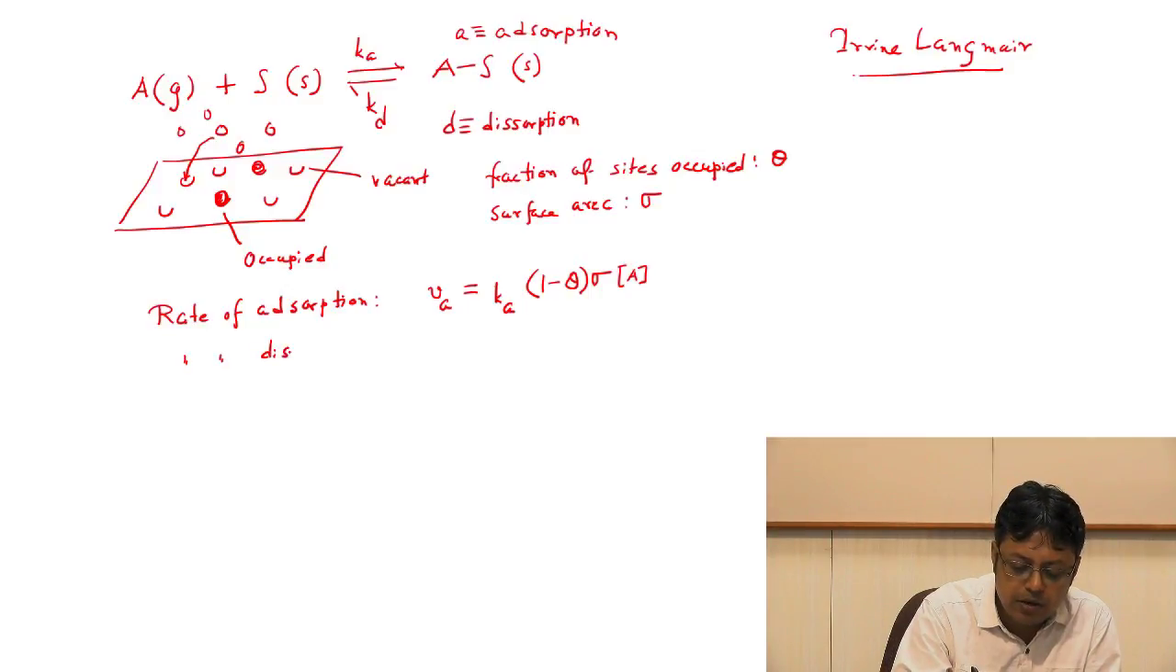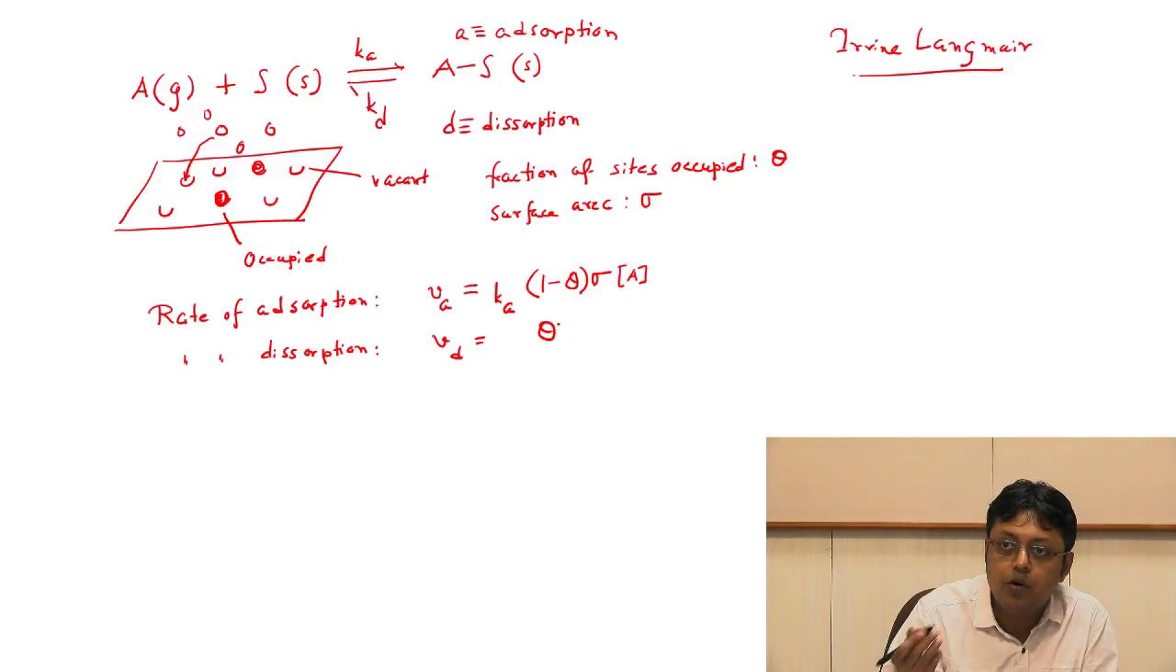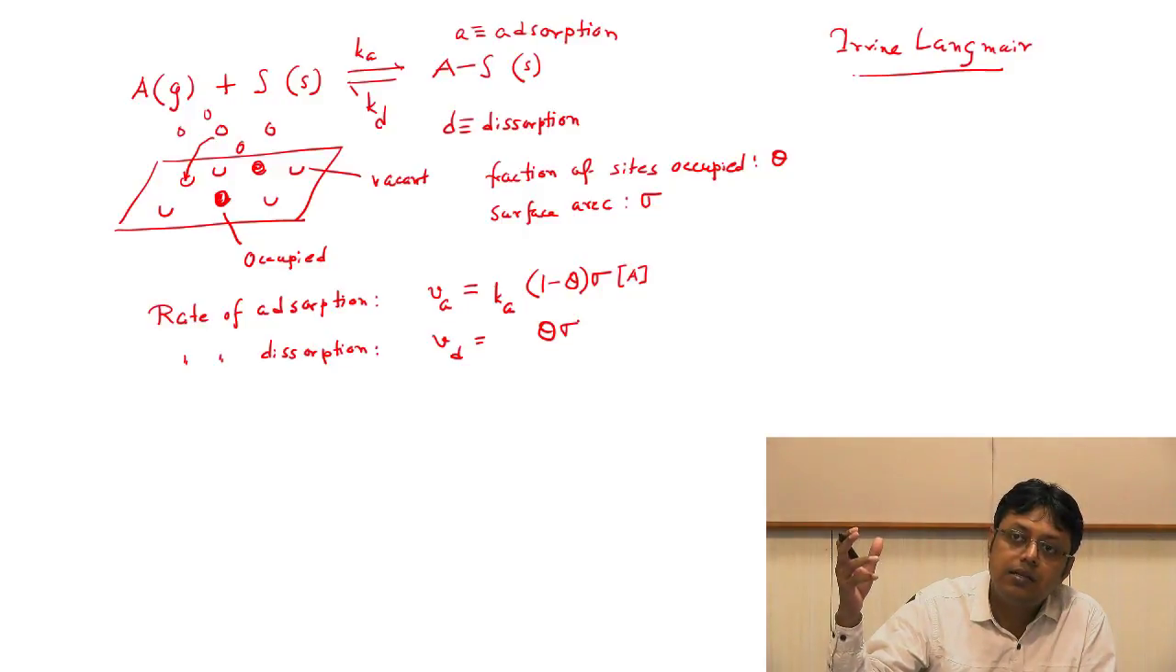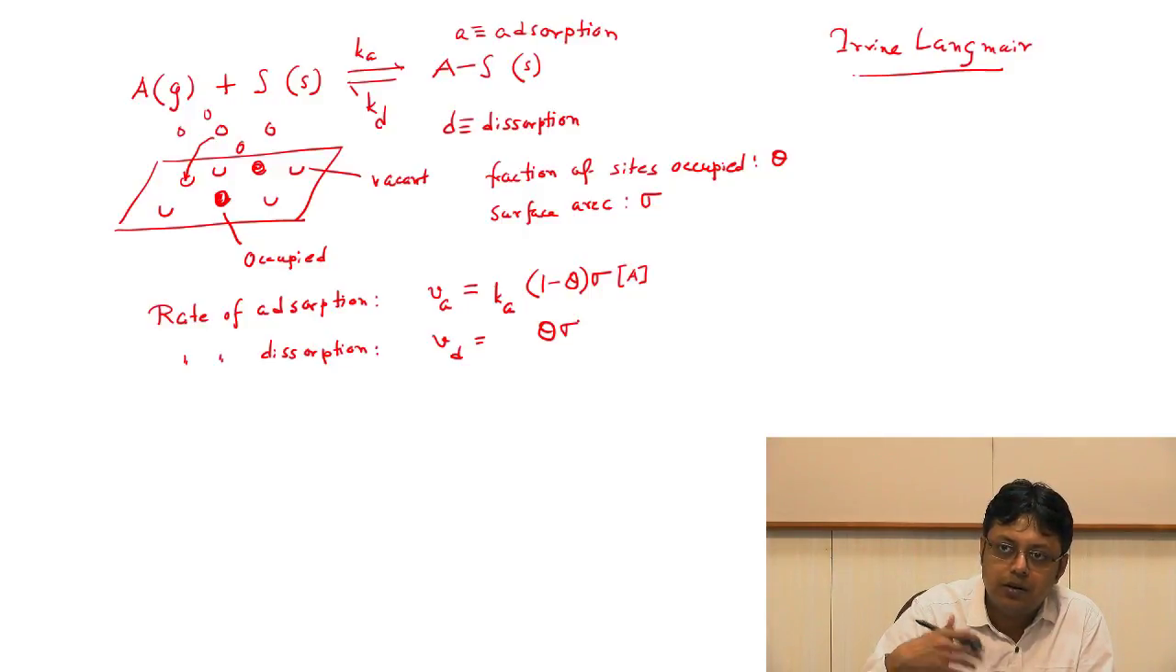Similarly, the rate of desorption will be dependent on theta, because theta is the fraction of occupied sites, how many sites are occupied, times sigma. But it doesn't depend on the pressure or concentration of the gas, because it is just adsorbed on the surface and is just going into the gas phase. If you have more molecules in the gas, then there is a chance for them to go sit on the surface. But if it is already on the surface, it's a spontaneous process which is basically going into the bulk phase or the gas phase.